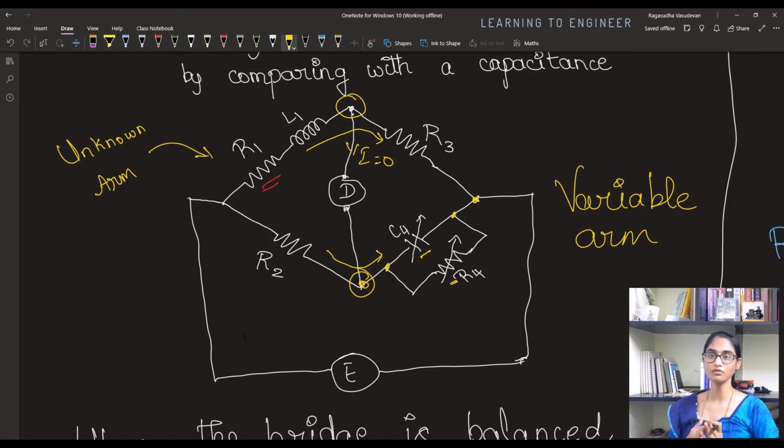In our next video, we will see what happens when the value of the Q factor is more than 10, and how to find the value of the unknown inductance using bridges. We will see that in the next video.